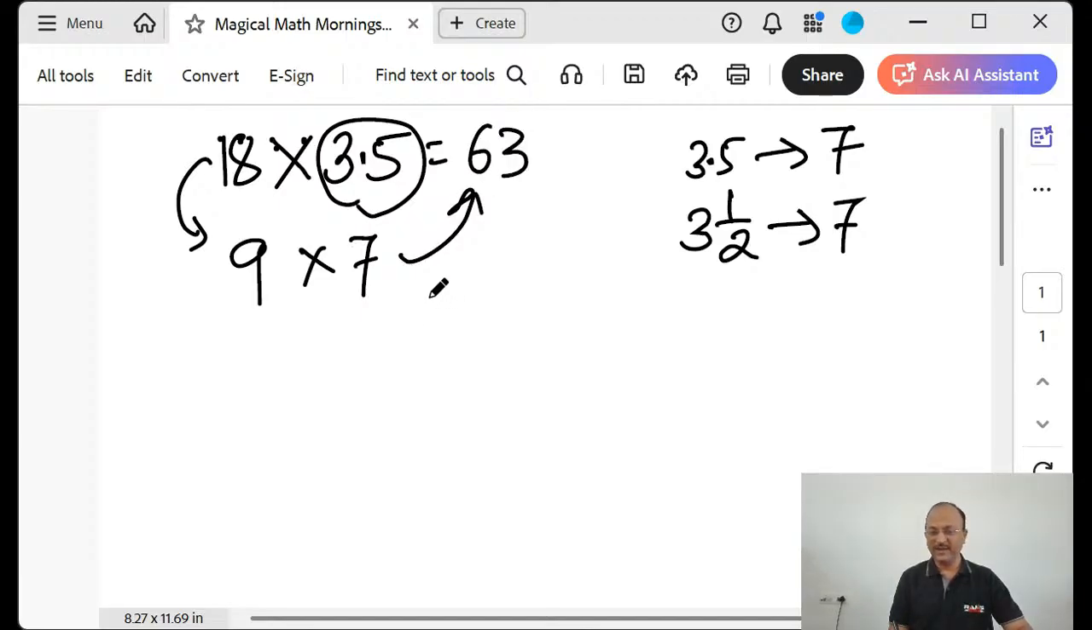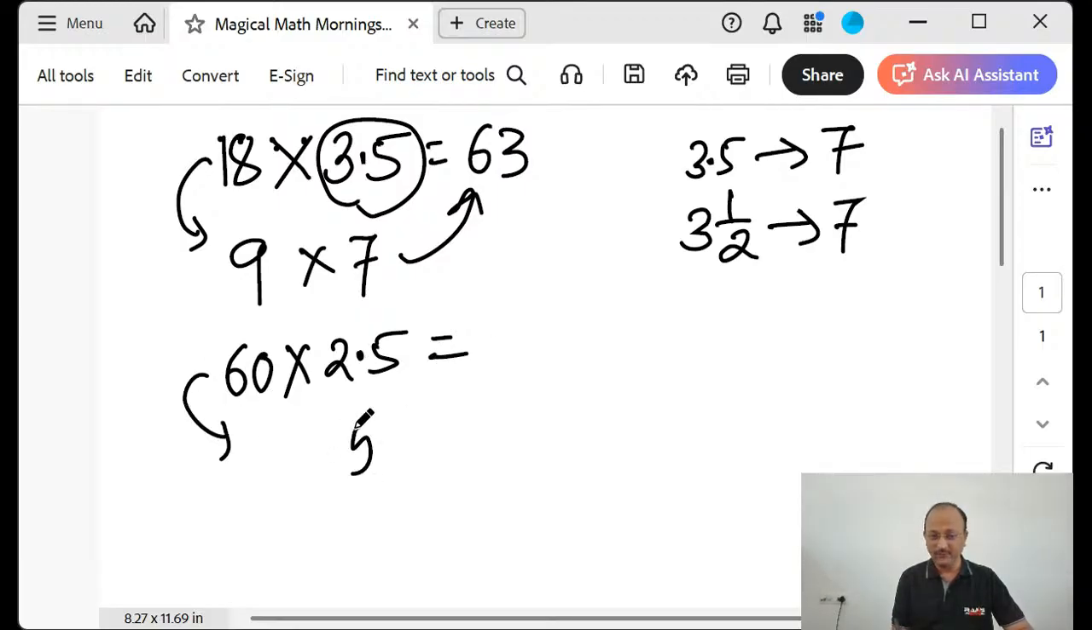Looks very familiar, correct? Multiplication by altering with 4, 5, 25. The same methodology we had used. Let's take you want to multiply 60 into 2.5. What do I do? I will double this, it will become 5. I will half this, it will become 30. 30 into 5 is how much? 150. 60 into 2.5 is 150. Is it simple? Let's go for a little bigger number.